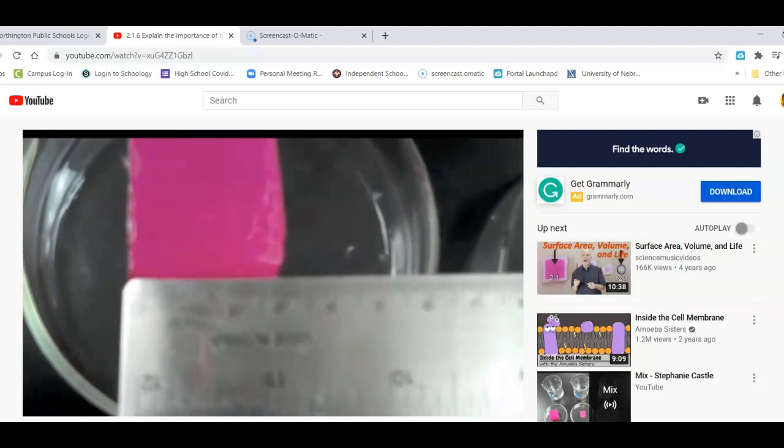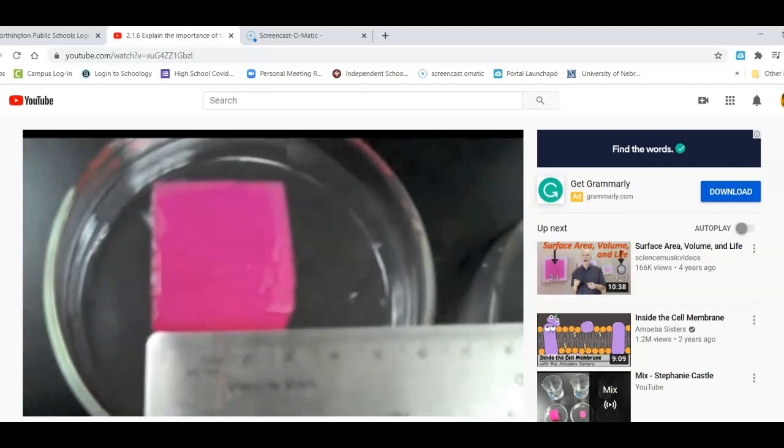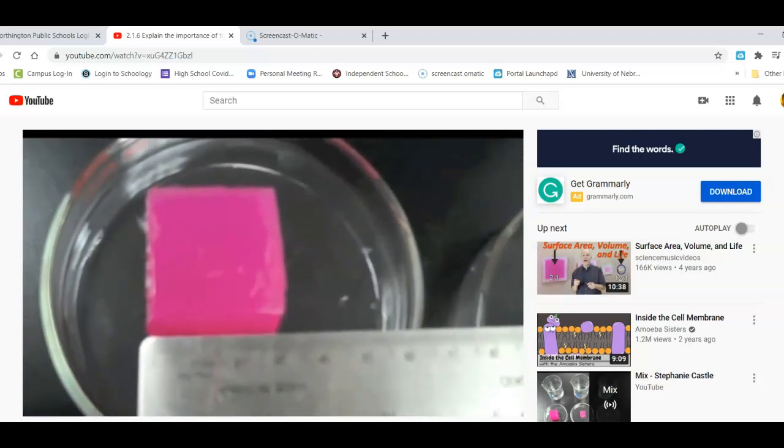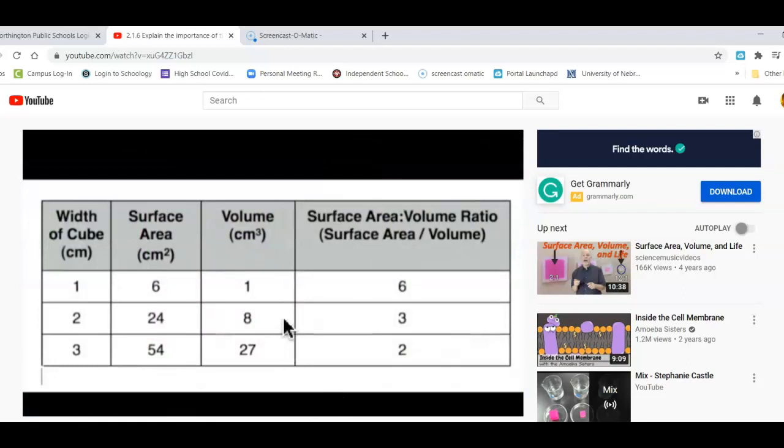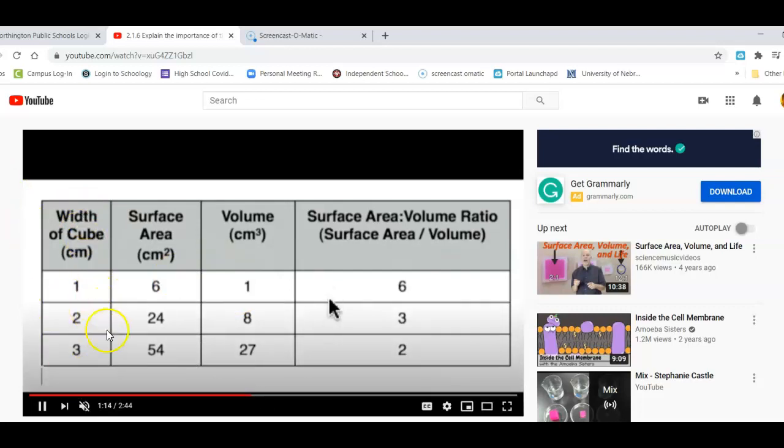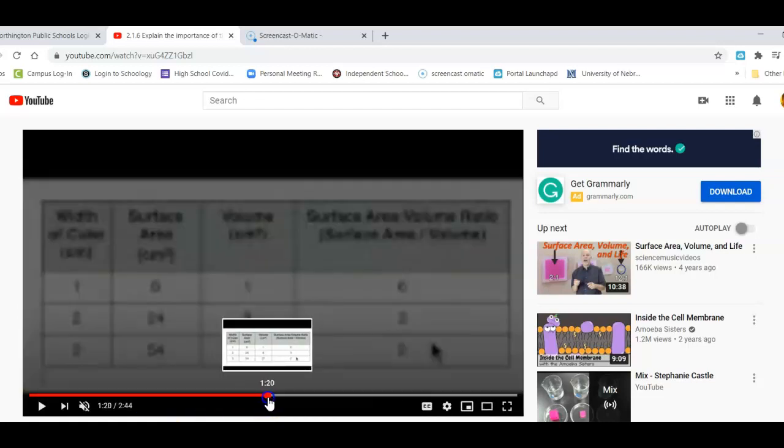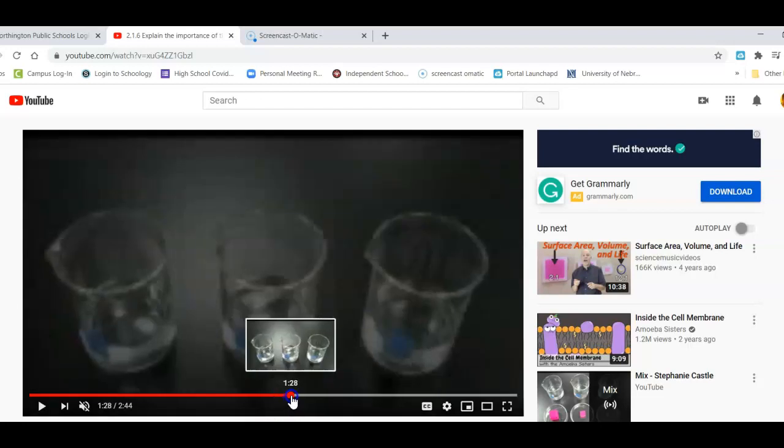And when phenolphthalein comes in contact with a base, it'll turn clear. Okay? And hey, there's some numbers there. Some of those might look familiar. So the same kind of math you just did, except you didn't have 1, 2, and 3. You had 1, 3, and 10 there. But the teacher's describing how the difference in surface areas work.